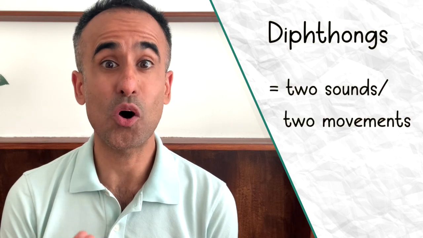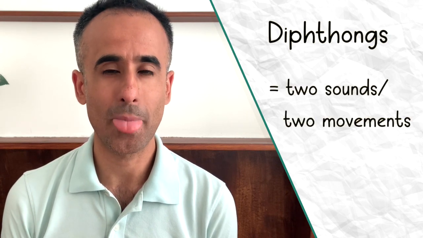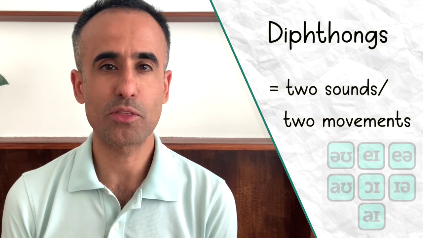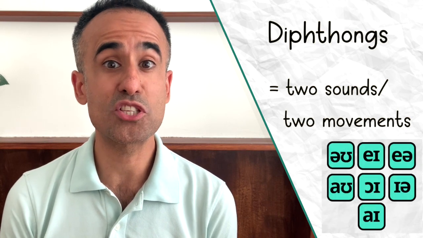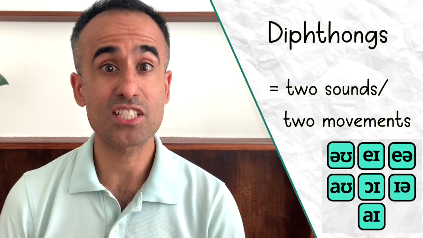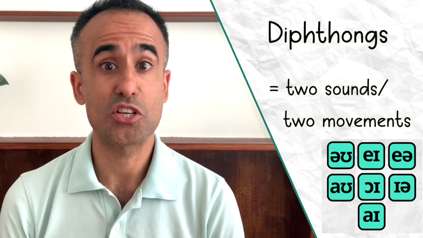Okay, so last time we looked at a group of vowels called monophthongs. Today we're going to look at the second group of vowels, which are diphthongs. Diphthong basically means that it's two sounds together or two movements. So if you look at the diphthongs, you can see that for each one there are two symbols. Now this gives us a clue where we need to start and where we need to finish to produce the sound correctly.